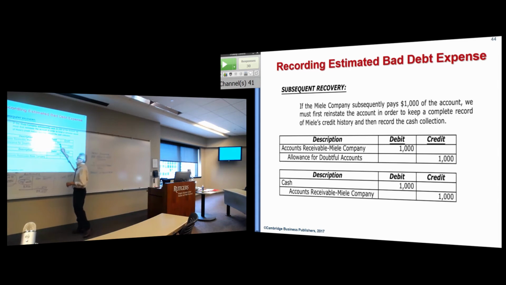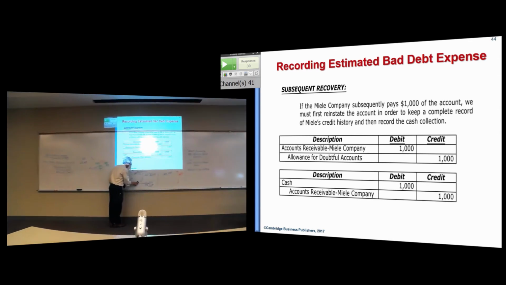All right, so the first thing we do is reinstate the customer's account and restore the allowance. That helps not only get the accounts receivable back on the books, it restores credit rating for this individual. So now we restore that company's credit rating with us, as well as put the receivable back, and then we record the collection. So if there is a subsequent recovery, you reverse the allowance. So now I'm going to reverse the write-off, I should say.